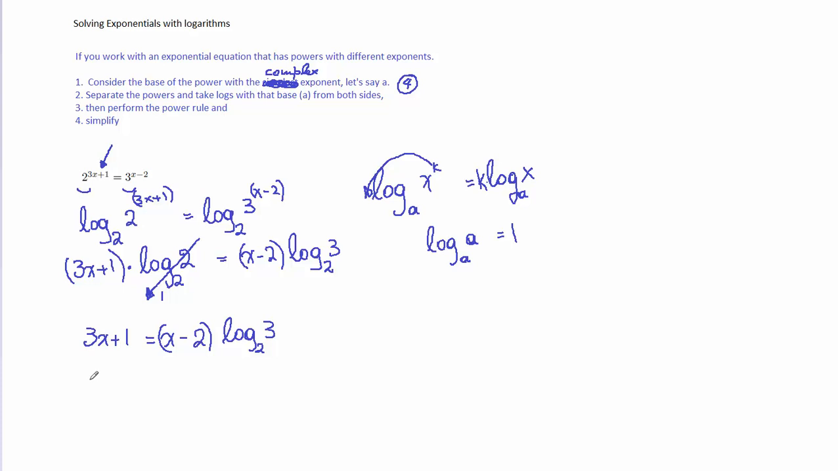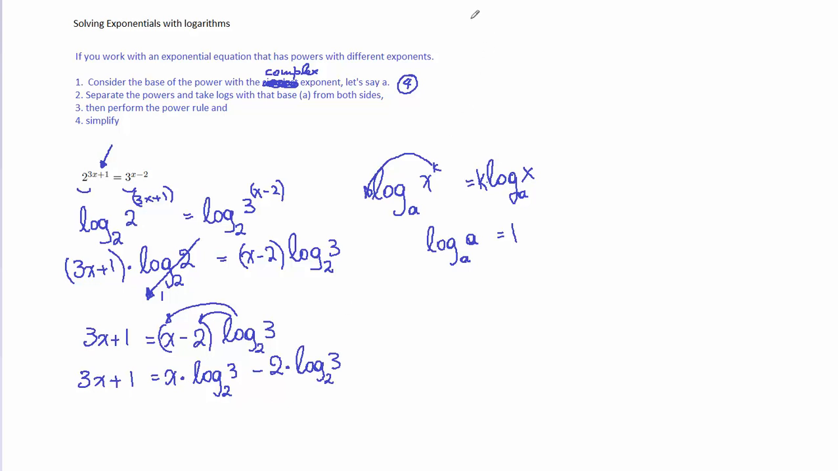At the next step, what you want to do is to get rid of the parentheses, because you want to know which of those are your variable terms and which are your constant terms. So you have 3x + 1 on one side, and on the other side I'm going to distribute the log with base 2 of 3 to both terms of my parentheses. So I have x times log with base 2 of 3 minus 2 times log with base 2 of 3.